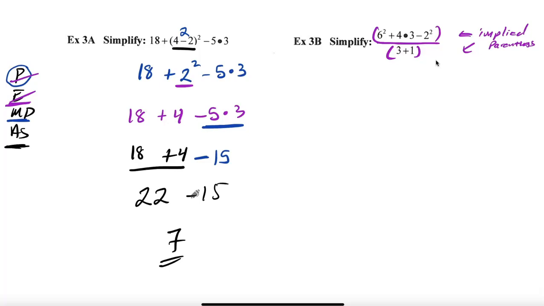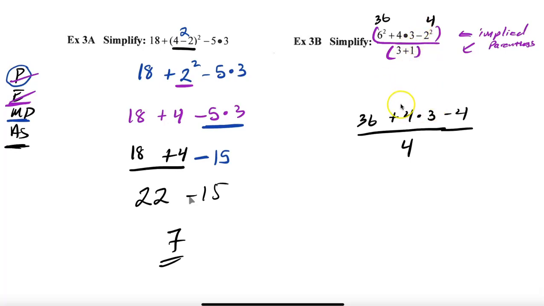So you have to simplify, let's simplify the top first. Now it is a parenthesis, right? So we have to do parenthesis first. But inside the parentheses is a bunch of stuff. So we're going to treat it like a normal problem. So first thing, exponents. So 6 squared is 36. And 2 squared is 4. Right? Because I don't see any other parentheses there. So it's 36 plus 4 times 3 minus 4, like that on top. On the bottom, it's just 3 plus 1. So that's 4. So keep in mind, you got to do the implied parentheses first.